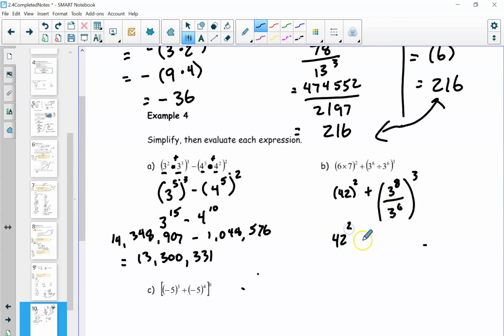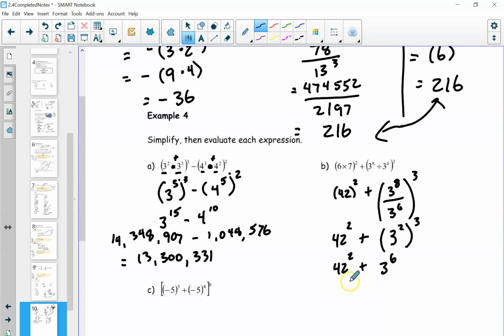So we've got 42 squared on this side still. If we're simplifying this division, and we've got the same base, we've got 3 here and 3 here, so we know we can subtract those. So let's make this 3 to the power of 8 minus 6. And then we've got to keep that 3 on the outside because we haven't dealt with it yet. Okay, now we've got a simpler question, right? We've got 42 squared over here plus 3 to the power of 2 to the power of 3. Well, we know that we multiply these when it's a power of a power, so it's 3 to the power of 6, 2 times 3.